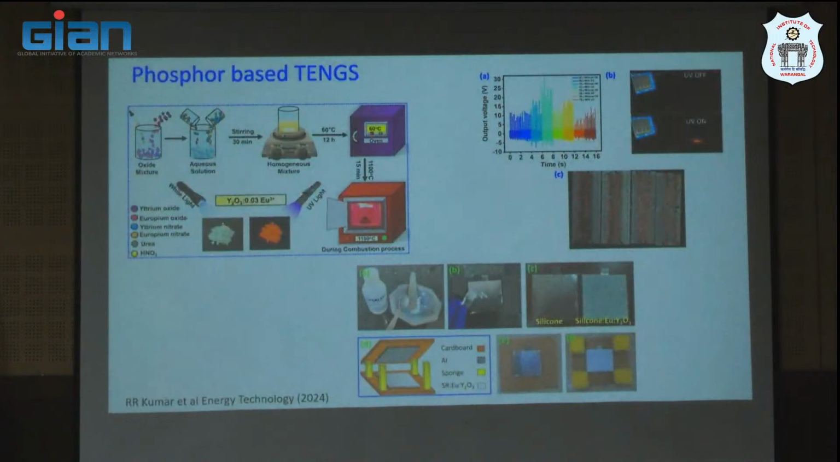And further we also took another phosphor, a europium doped material, which is used for UV light sensing. In presence of UV light, what is the output of the TNG, and in the absence of UV light, what is the output of the TNG. We can clearly see that there is a distinct intensity in the presence of UV light compared to without UV light. So we can use this for a UV light sensing application.